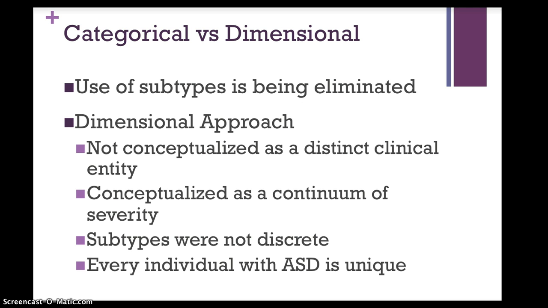The categorical subtypes have gone away with the new definition. So now we're looking at a dimensional approach to the whole spectrum of autism spectrum disorders. So there are no distinct entities any longer; instead, it's a continuum without those discrete subtypes. Each individual on that spectrum, regardless of their location on the spectrum, of course, is incredibly unique.